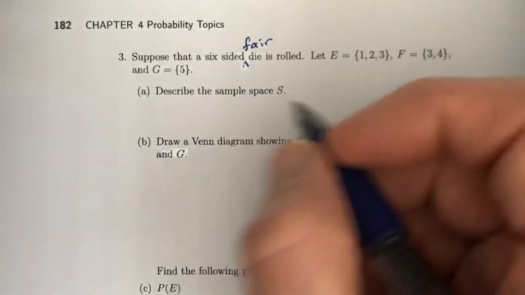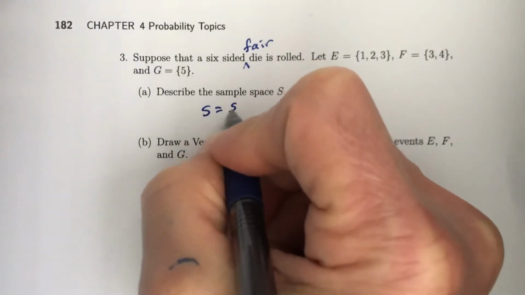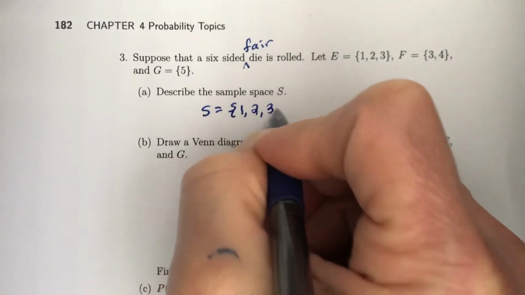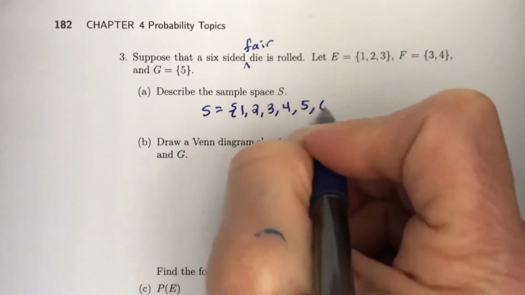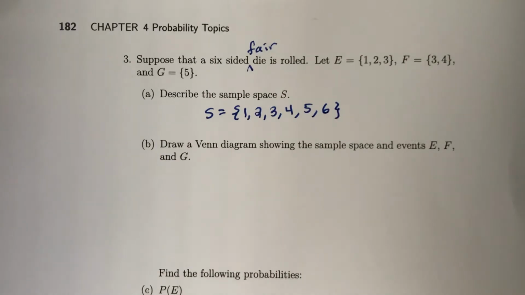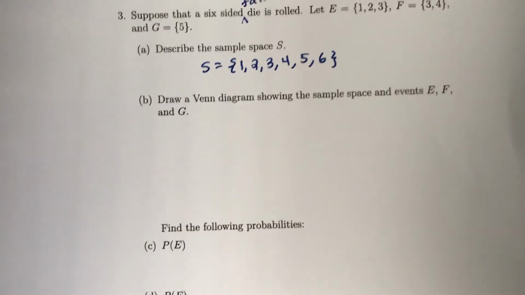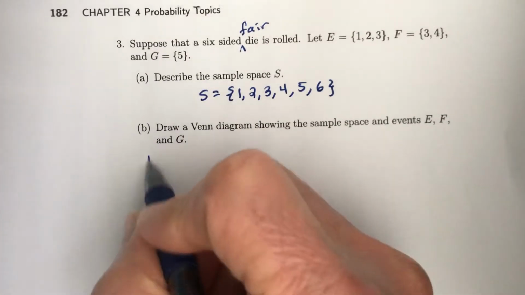So let's talk about the sample space. The sample space is just all the possible things that could happen. You can get a 1, 2, 3, 4, 5, or 6. And then let's draw a Venn diagram so we can see what's going on.